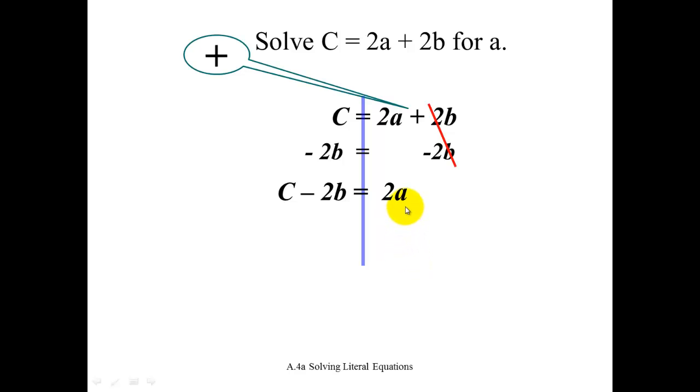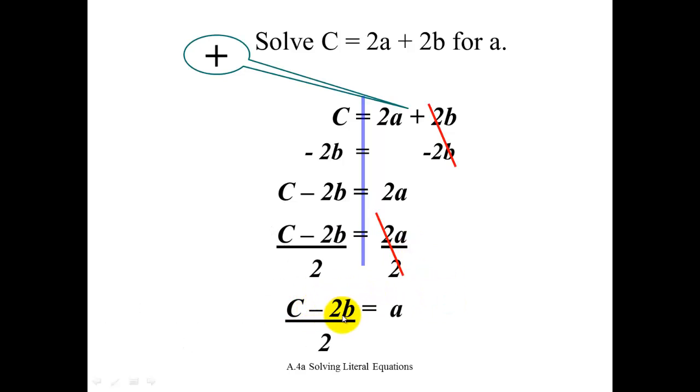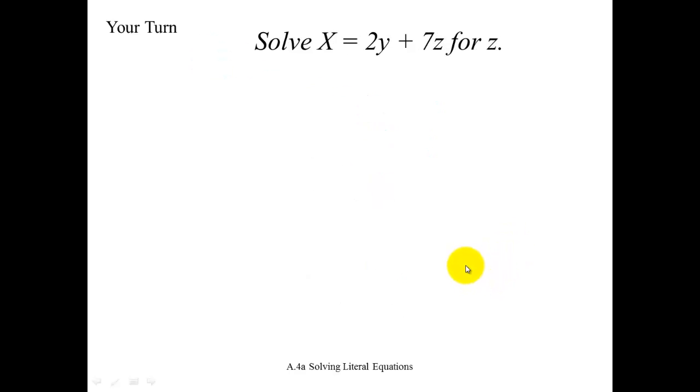Now note that we would like to isolate our a. We don't need our 2 here. So this is multiplication. The inverse of multiplication is division. So when you divide 2 to both sides, you'll end up getting c minus 2b divided by 2 equals a. Or using our symmetric property, I can rewrite this as a equals c minus 2b divided by 2. Alright, your turn. I need you to pause the video and solve for z for this given literal equation.